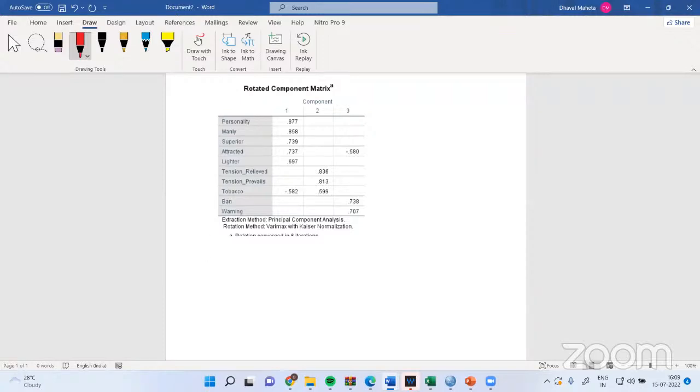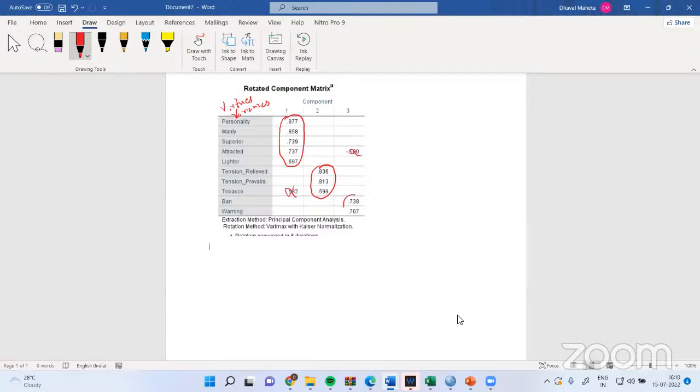If you recall, we were running the correlation. See this, personality, manly, superior, they all entered into one group because they are sharing common virtues. These students are sharing common virtues or variances. These are in one group. Now, whenever there is a tussle, this tobacco is in both the groups, we will select the group in which higher positive affinity is there. This is removed. This is removed.